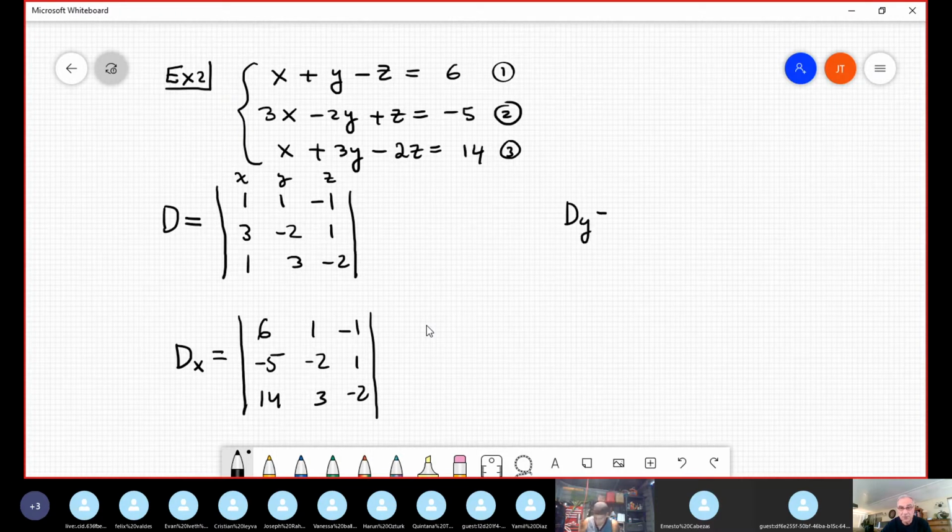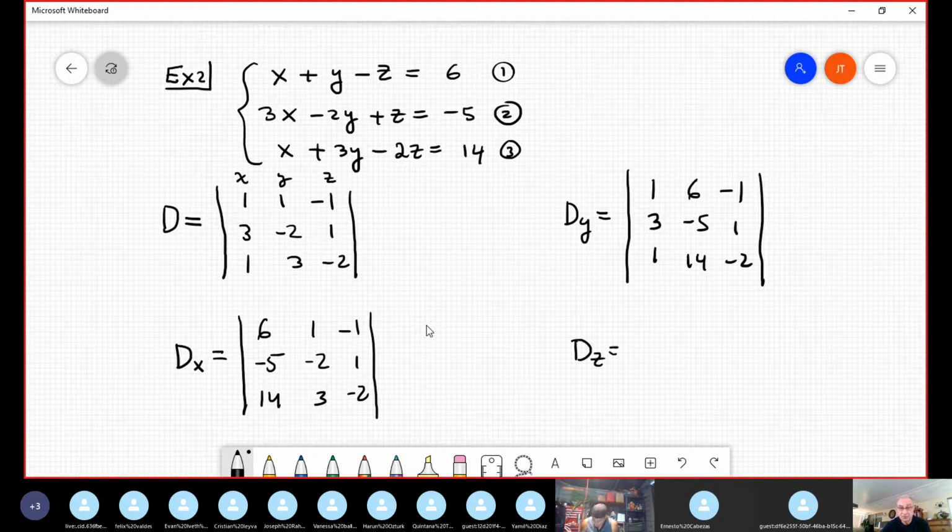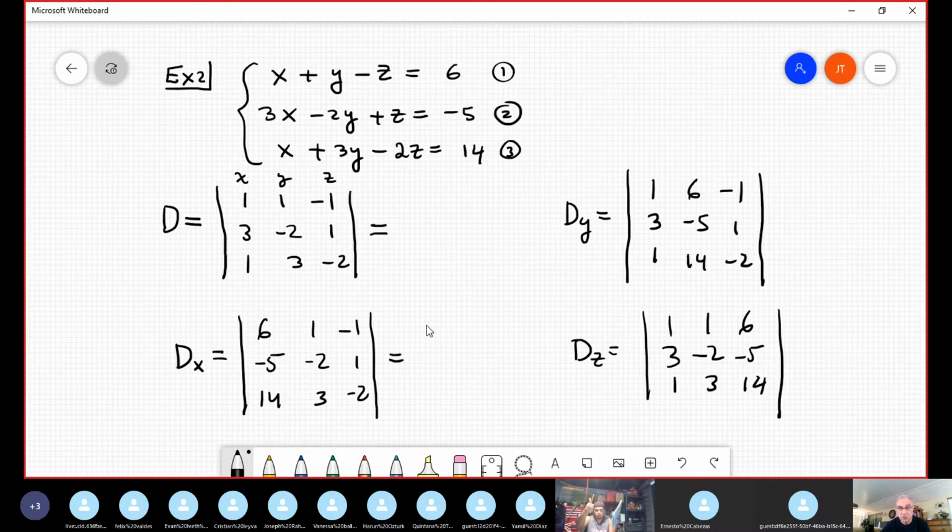Likewise, dy is 1, 3, 1, but now we have 6, -5, 14. And the third column stays the same, no? -1, 1, and -2. Super. And dz is 1, 3, 1, 1, -2, 3, and 6, -5, 14. Everyone follow me in this organization? Yes, sir. Okay. Let's move on.